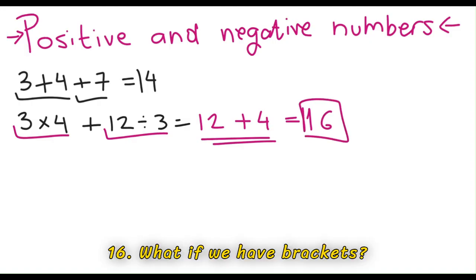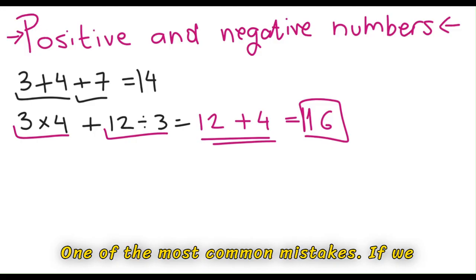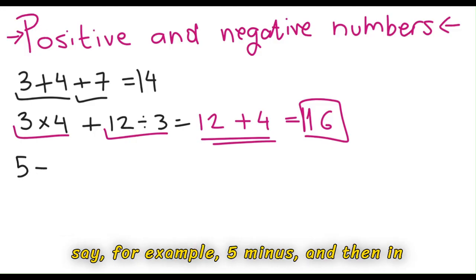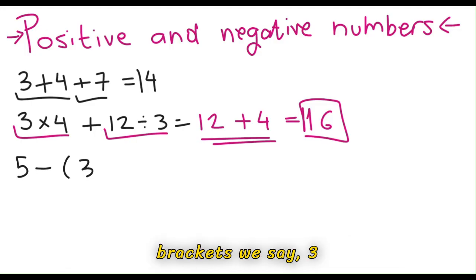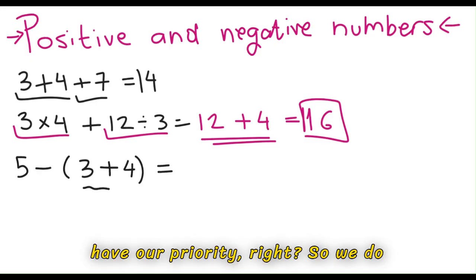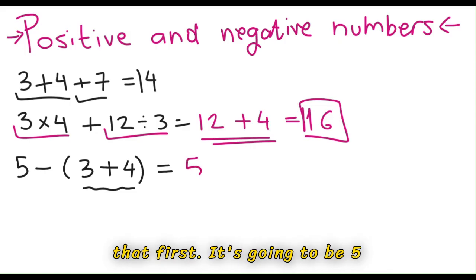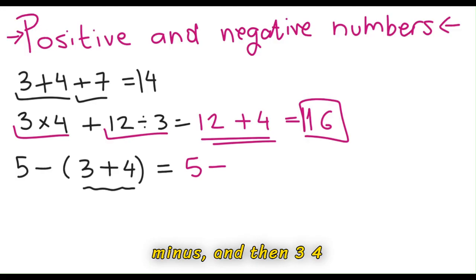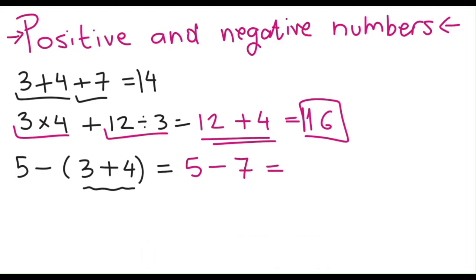What if we have brackets? One of the most common mistakes. If we say, for example, 5 minus, and then in brackets 3 plus 4. Again, brackets have priority, right? So we do that first. It's going to be 5 minus, and then 3 plus 4 is equal to 7. So we have 5 minus 7.